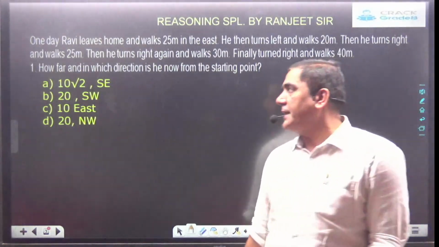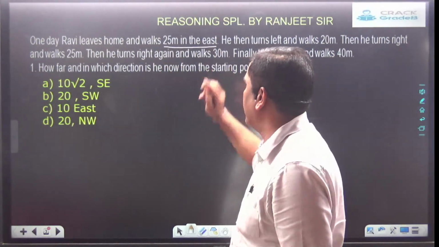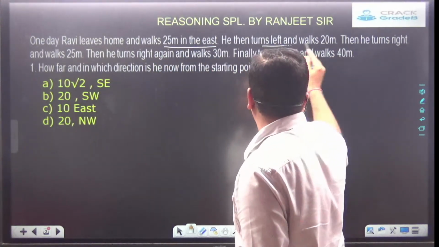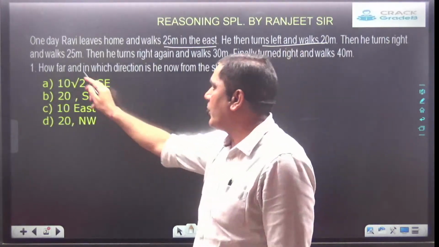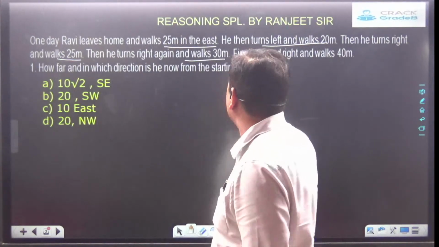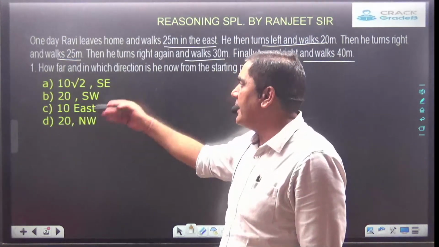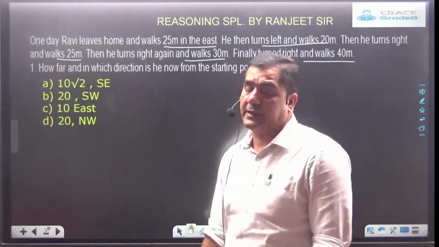Now here they are saying, one day Ravi leaves home and walks 25 meter in the east. Then he turns left and walks 20 meter. Then he turns right and walks for 25 meter. Then he turns right again and walks for 30 meter. Finally he turns right and walks 40 meter. Now they are asking how far and in which direction is he now from the starting point.